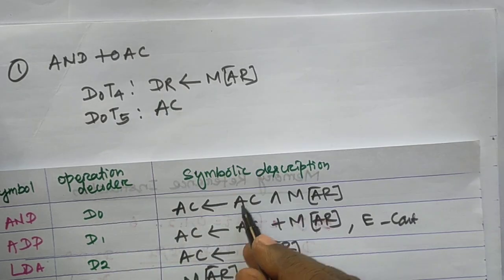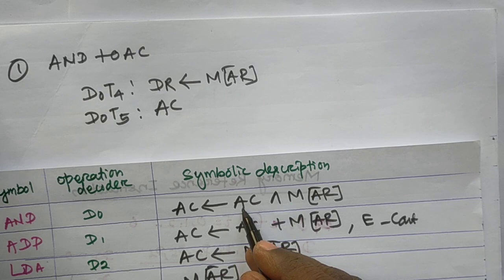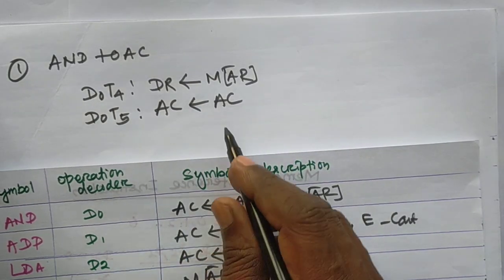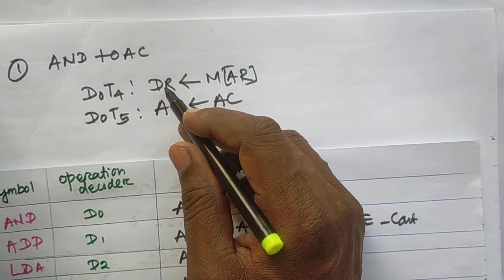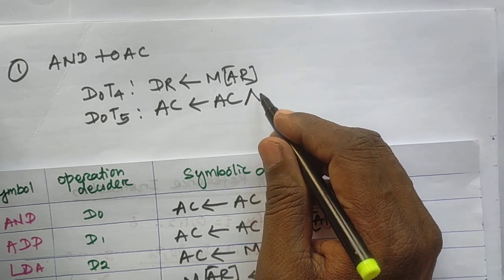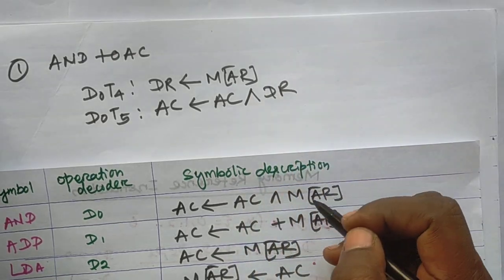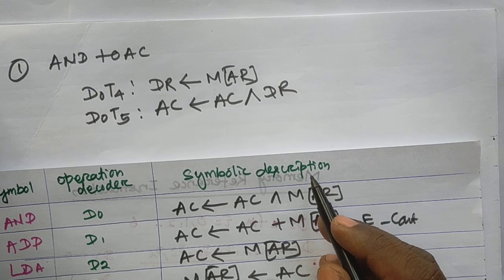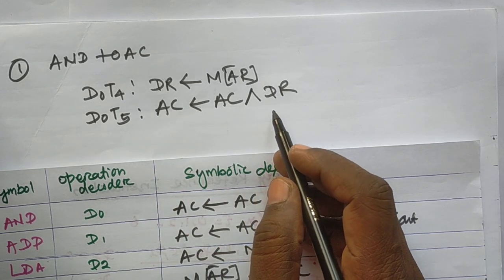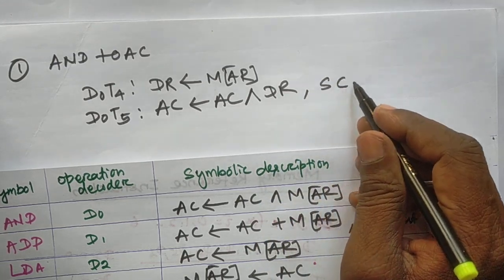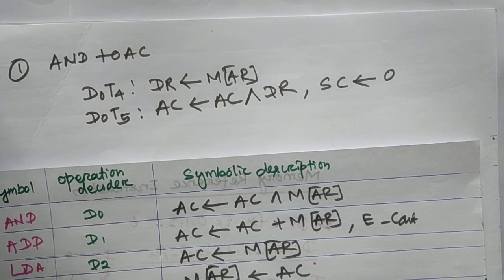Here what happens: this data is already assigned to DR, so we can write the AND operation with DR. In this way you can define it, because it is memory data, not exactly a transfer. Through the data register it is transferred using a logic gate, that is the AND operation. In that case SC will be 0 after this operation.